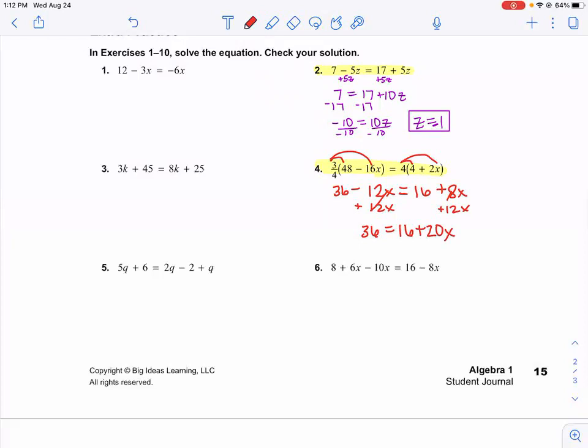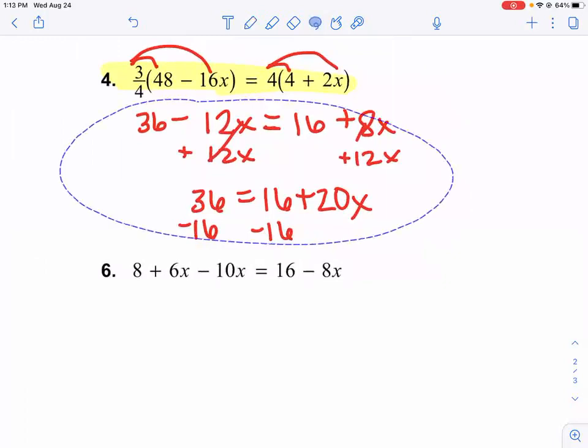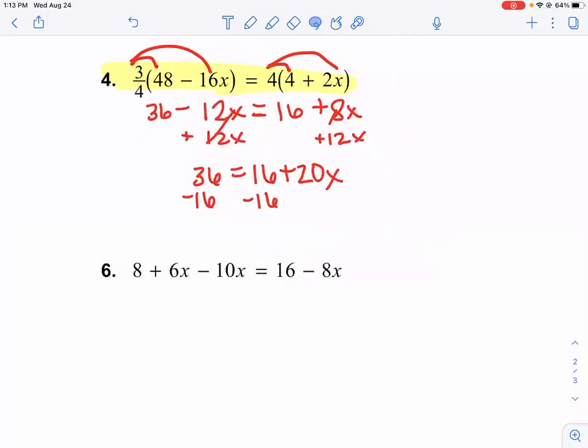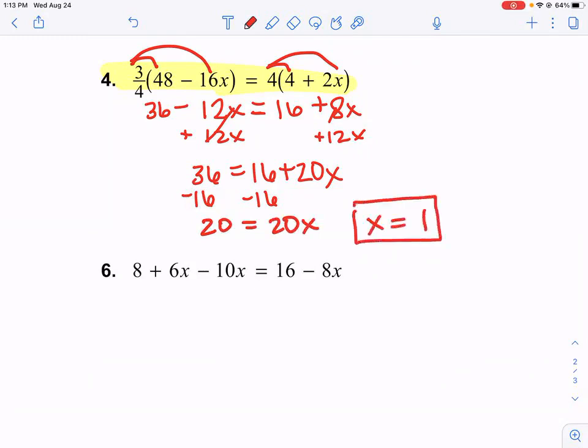Okay, Colin, help me out. So you minus 16 from both sides, and then you divide, then it should equal 20. We have 20x. Yeah, 20 divided by 20 equals 1x. So x is 1.